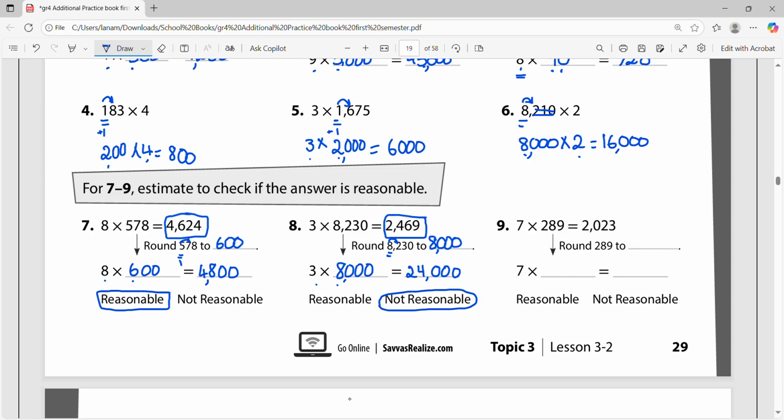Now the last one. I need to round. I have the answer 2023. We need to check if the answer is reasonable. Let's round this to the nearest 100. I have 8. Find your place. Look next door. I have 8. So we need to add one more. So it will be 300. 7 times 300. 7 times 3 is 21. And then I add the zeros. Now, is it close? Yes, it is. It is reasonable.